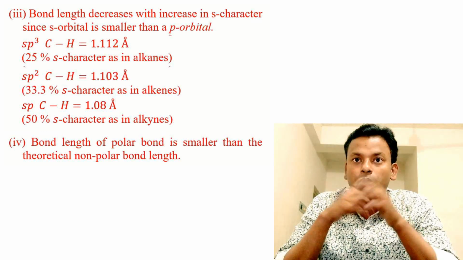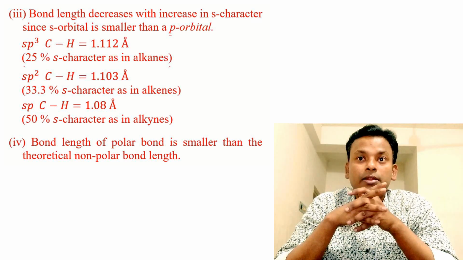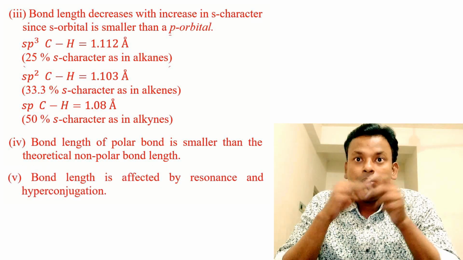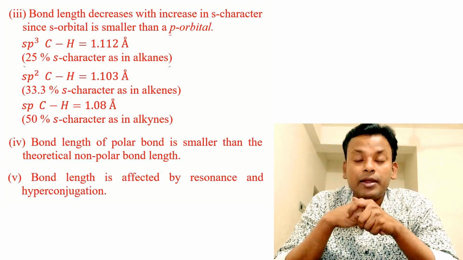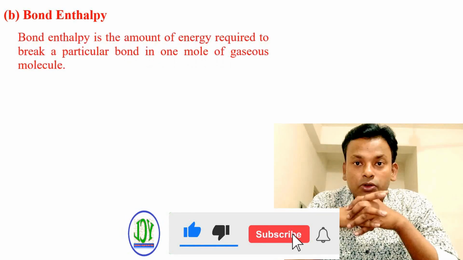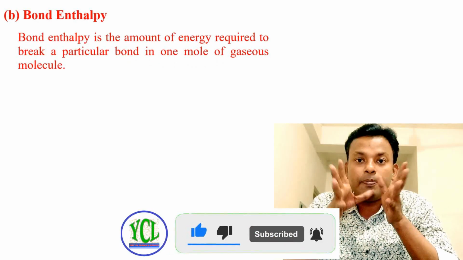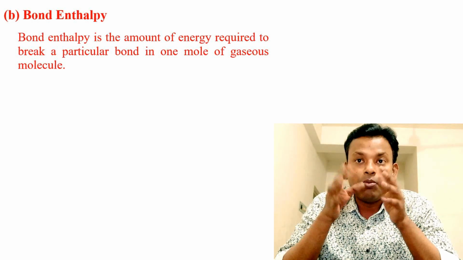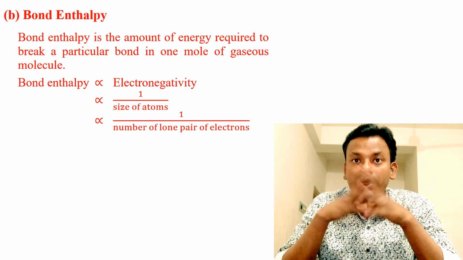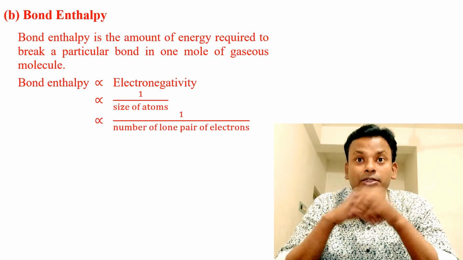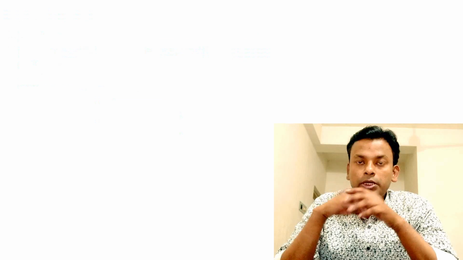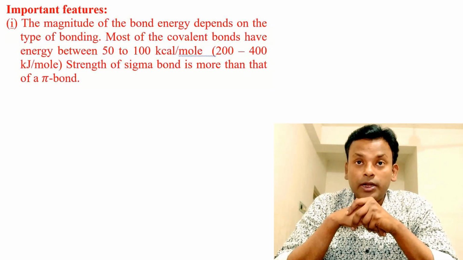Point 4. The bond length of a polar bond is smaller than the theoretical non-polar bond length. Point 5. Bond length is affected by resonance and hyperconjugation. Bond enthalpy. Bond enthalpy is the amount of energy required to break a particular bond in 1 mole of gaseous molecules. Bond enthalpy is directly proportional to electronegativity, inversely proportional to the size of the atom and inversely proportional to the number of lone pairs of electrons. Important features of bond energy or bond enthalpy.